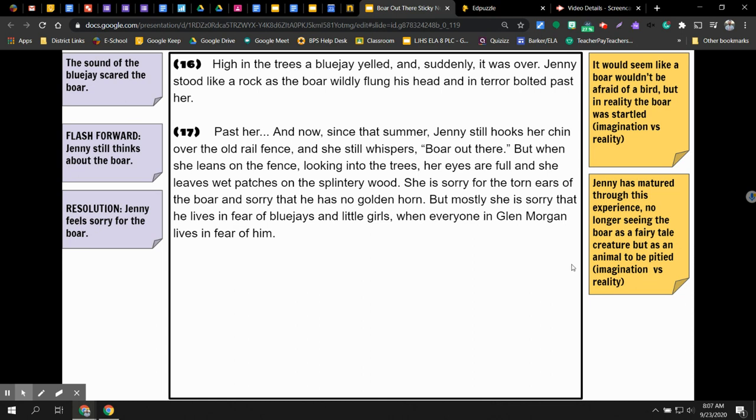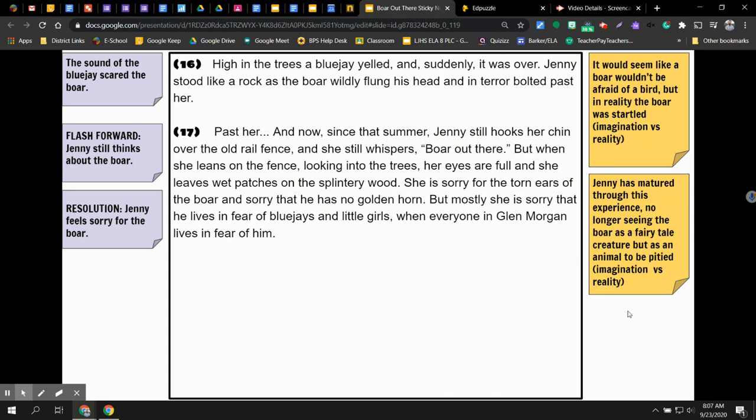So there's that imagination versus reality universal idea once again. Or, if you were looking at it through another lens, it could be a coming of age tale or a story about growing up, any of those things. But you notice that as we continually dug into the story, one particular universal idea kept popping up. How she imagined things was not at all the way things were.